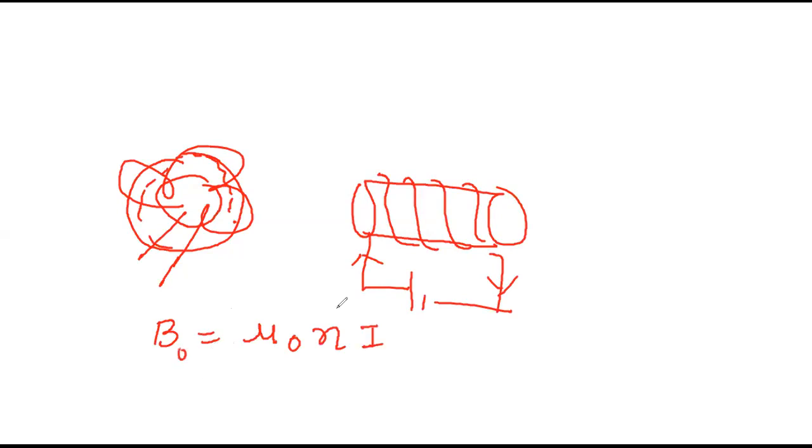Yes, sir. So in our earlier chapter, we have proved for toroid or for solenoid, if there is no magnetic material inside, then magnetic field at any point inside in the absence of magnetic material is mu naught Ni. n means number of turns per unit length or per unit circumference. I is the total current flowing through the circuit.